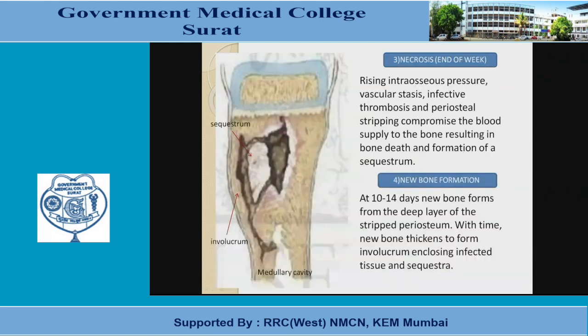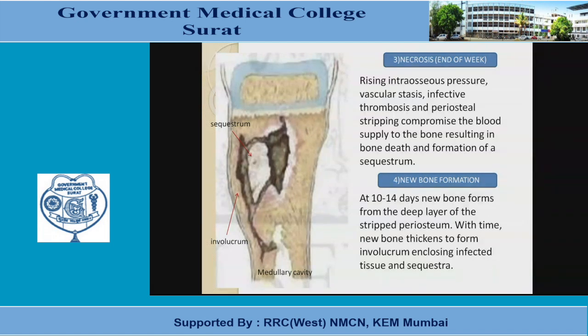So on the second day, when the pus is formed, the stage of necrosis appears, around the end of the first week, because the rising intraosseous pressure, vascular stasis, infective thrombosis and periosteal stripping compromise the blood supply to the bone, resulting in bone death and formation of sequestra. So as soon as the pressure rises, the supply to the bone is not there, so it goes into necrosis and becomes dead.